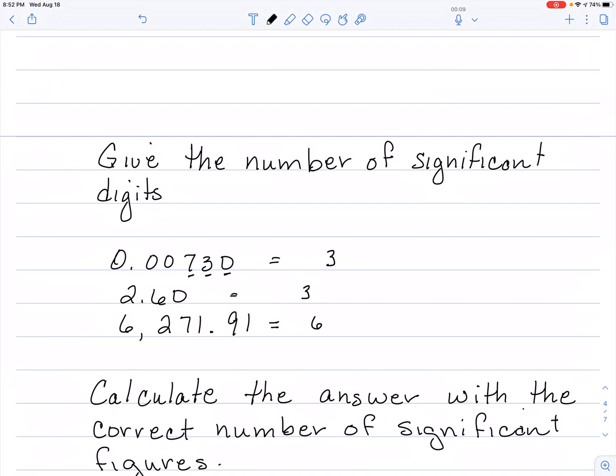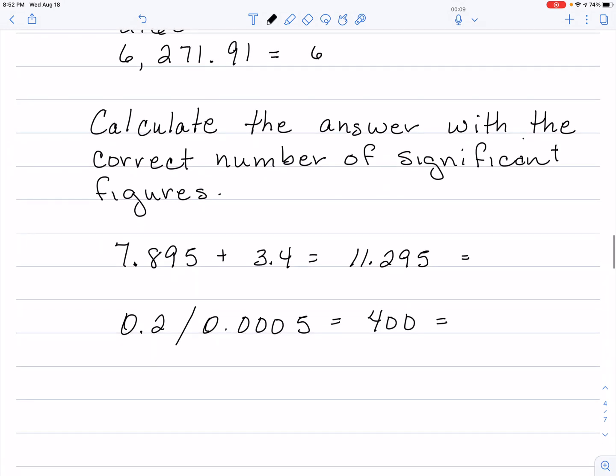And then the last one, all your numbers are between 1 and 9 inclusive, so you would have a total of 6 significant figures. And then these last 2 problems, you're asked to calculate the answer and then give the answer in the correct significant figures. So you can see I've written the answers down for you. And now we want to take these and figure out what's the correct significant figures.